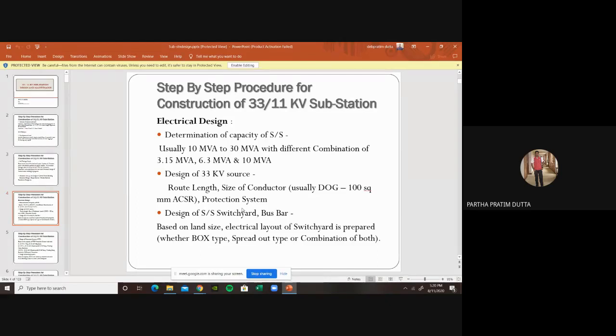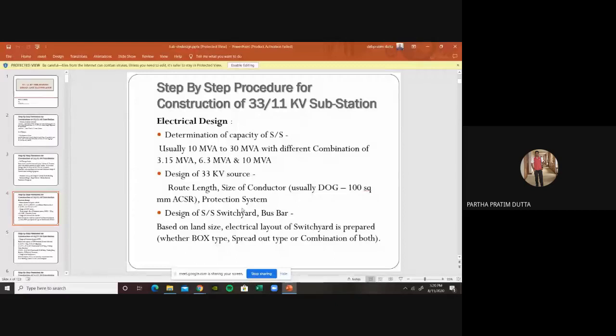Sometimes we do 2 into 6.3 MVA. It is a standard combination for the rural part, and 2 into 10 MVA is the standard combination for the urban part. Or sometimes we can do some mix and match, maybe 2 into 6.3 MVA plus 1 into 10 MVA, or maybe 2 into 10 MVA plus 1 into 6.3 MVA. Depending upon the requirement, we usually do that.